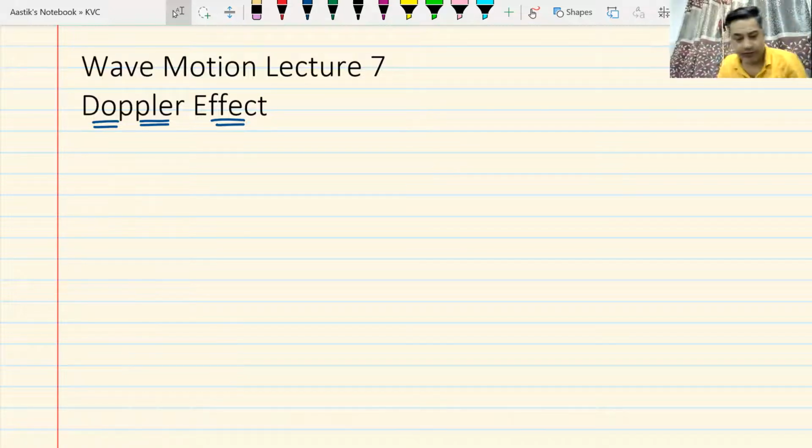Whenever we have a relative motion between the source and the observer, we have seen that the frequency that we get is different from the original frequency of the sound. This apparent change in frequency because of relative motion between the source and the observer is known as Doppler's effect. Do we remember this? Yes or no?